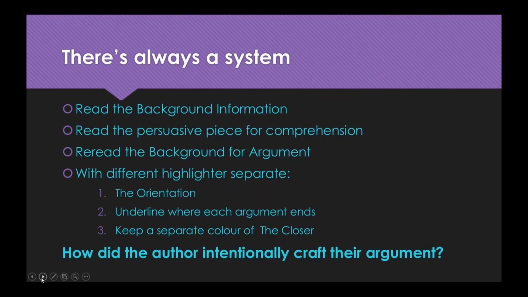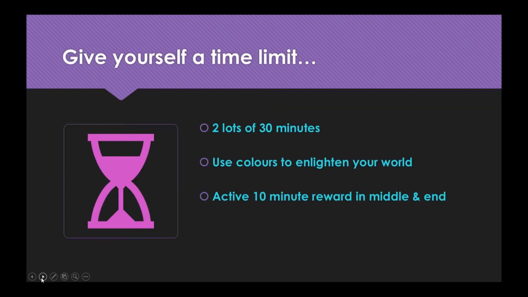Now, the closer might be a couple of paragraphs. It could even be one sentence. But keep a separate color for it, because this is an intriguing way where you don't end up having to write a conclusion. But keep in mind, how did the author intentionally craft their argument? Now, you've got 2 pieces in front of you. You're going to give yourself 2 lots of 30 minutes today. 1 lot for each one of those pieces. And you're going to go through the system.